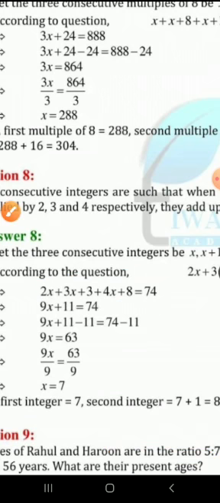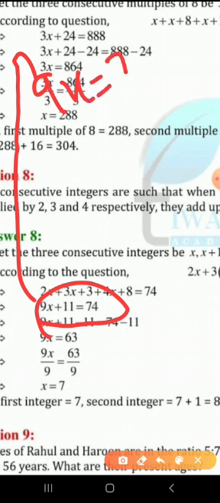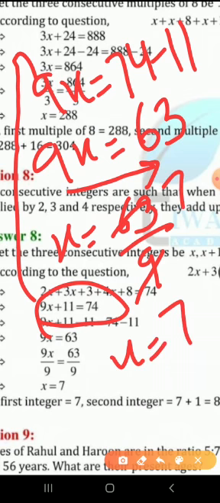Now see, 2x plus 3x is 5x, 5x plus 4x is 9x. Adding the numbers, 3 plus 8 gives 11. So 9x plus 11 equals 74. 11 can be shifted to the right-hand side, so plus 11 becomes minus 11. 74 minus 11, so 9x equals 63. Now this 9 can be brought down, so 63 is divided by 9. x equals 63 by 9. 9 sevens are 63. So the x value is 7.